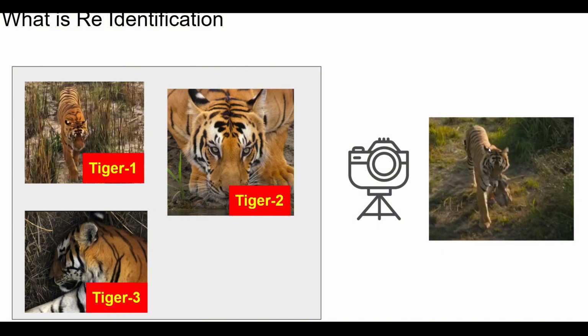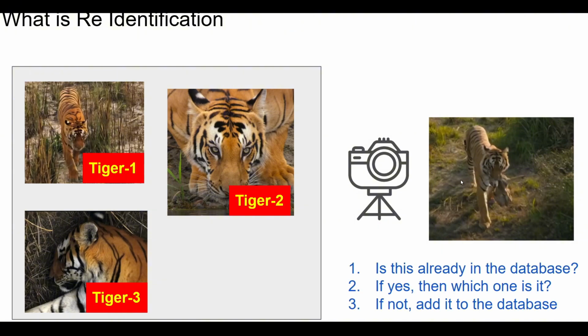is this new tiger that has been captured by the camera already known to us? If yes, then which one is it? And if it is not known to us or it does not belong to any of the already captured tiger images that we have, then we should add a new ID to it, let's say call it Tiger 4 or Tiger 5, and add that back to our database. This is the core of image based re-identification.